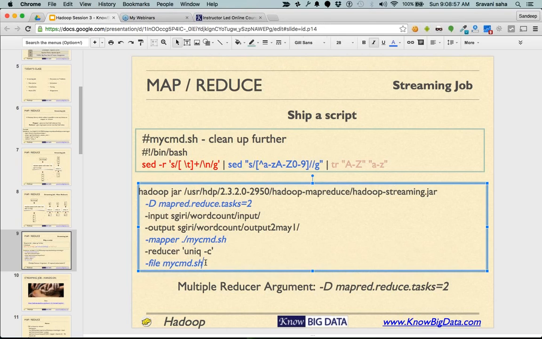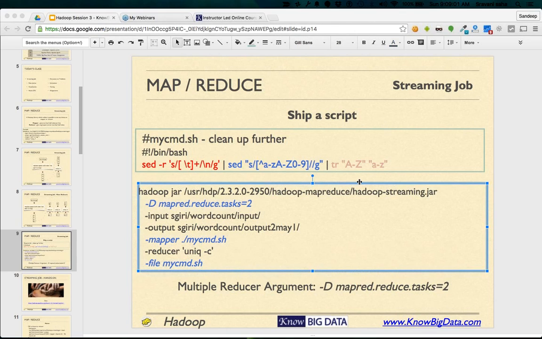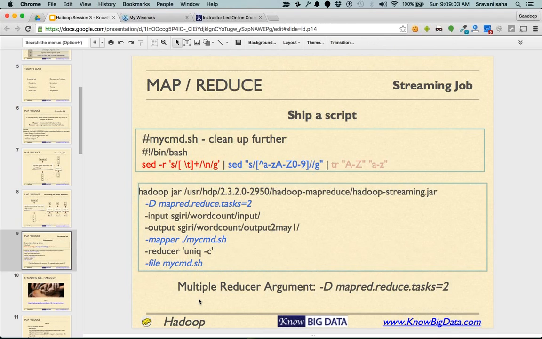So minus file, there is something which we did not talk about here. One is that this command called mycmd.sh does not exist on all the machines. There are 3-4 machines in our cluster, and this mycmd.sh only exists on this machine, which means it has to be installed or it has to be shipped to all the nodes. Okay. Now, how do we do that?